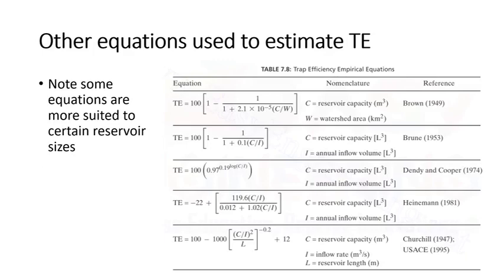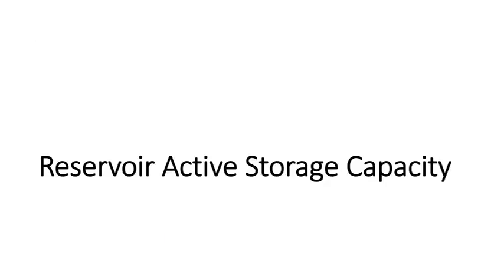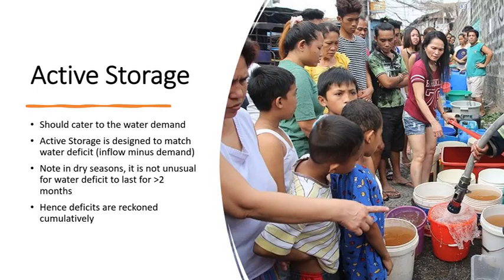Now, just for future reference, these are the different equations used to estimate the trap efficiency. These are suited to different situations like small watersheds, large watersheds, and so on. But I won't be discussing this in detail. Now let's move on to the active storage capacity of reservoir dams. All right, so we're done with the dead storage. Now let's talk about the active storage component.